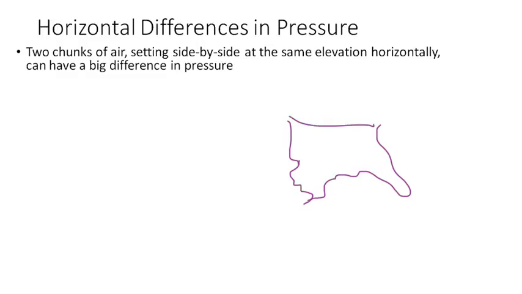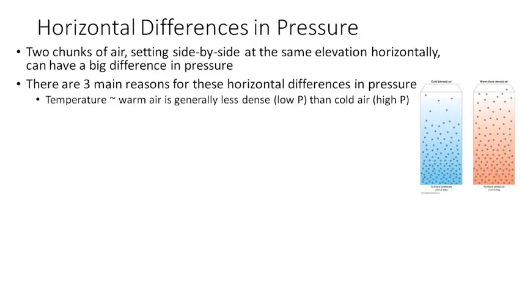But oftentimes on a weather map, you will see these highs and lows. And those are actually different regions where we have high pressures and low pressures. These create some weather patterns, and these are called horizontal differences. Okay, not vertical differences in pressures. Now, why do we get those differences, sometimes alternating high, low, sometimes not necessarily alternating?